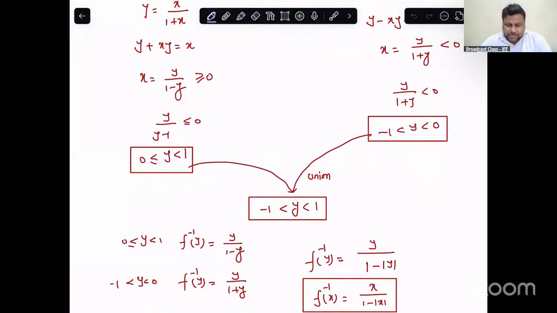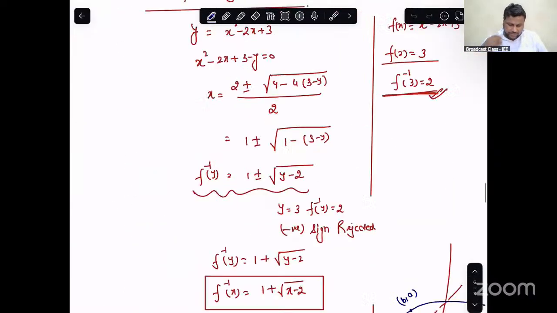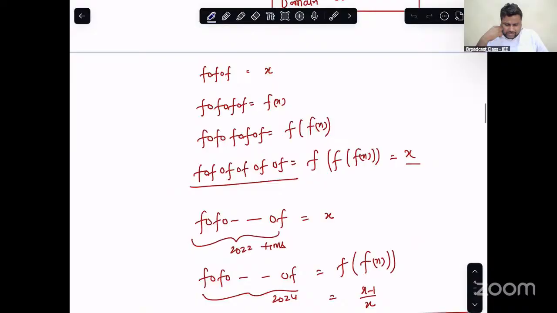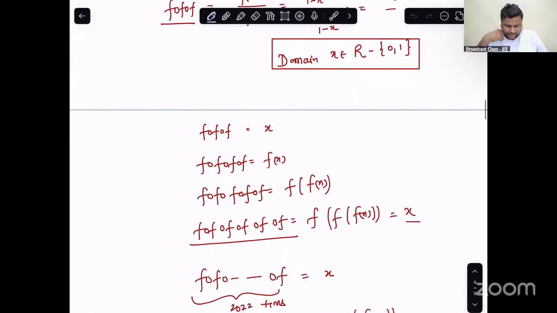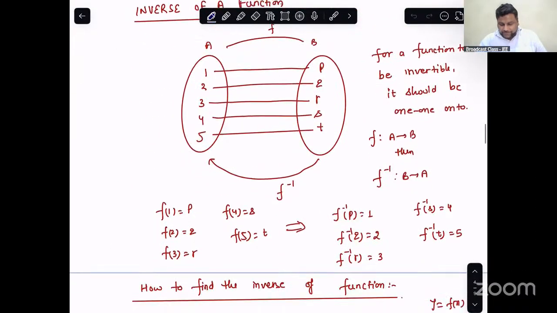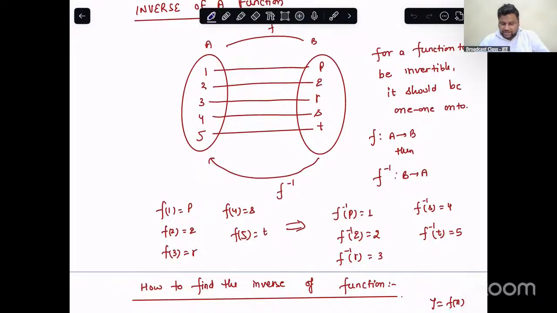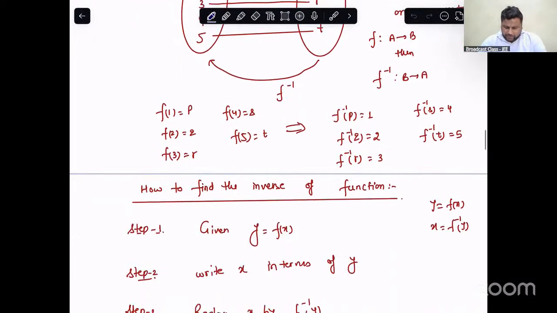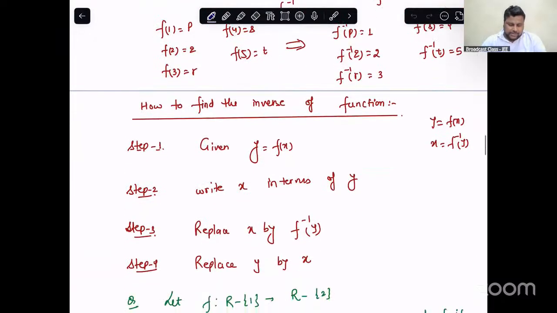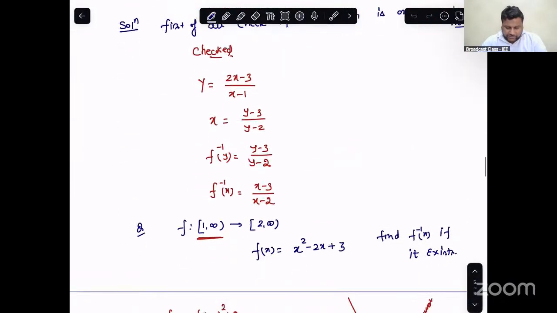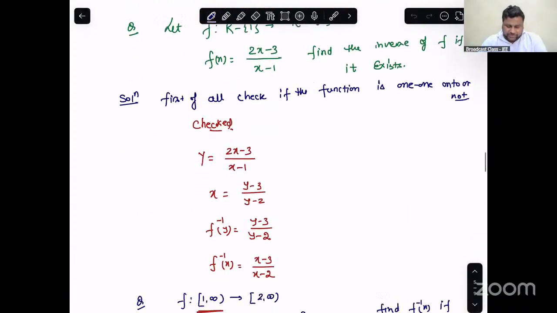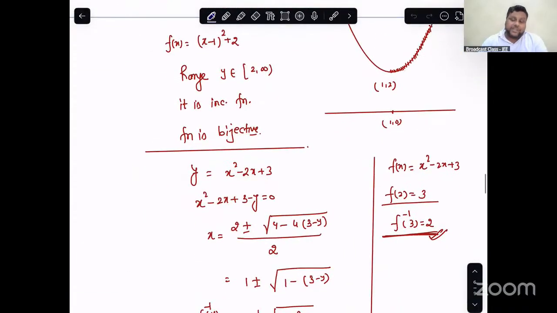So now shall we start? In the previous class, we have done one or two examples and then we have done the inverse of a function. For a function to be invertible, it should be one-one and onto. If f is from A to B, then f inverse will be from B to A. Then I explained how this inverse function works, and how to find the inverse of a function. We have done a couple of examples of linear by linear and a quadratic with a restricted domain.